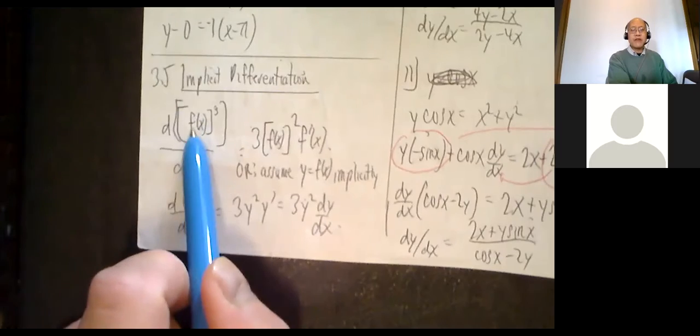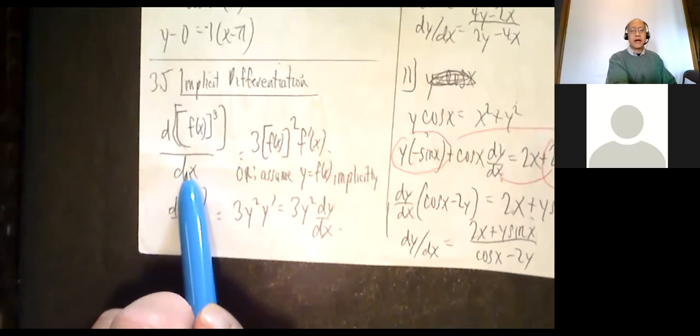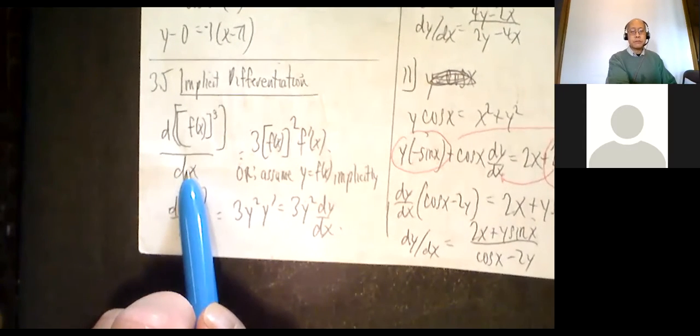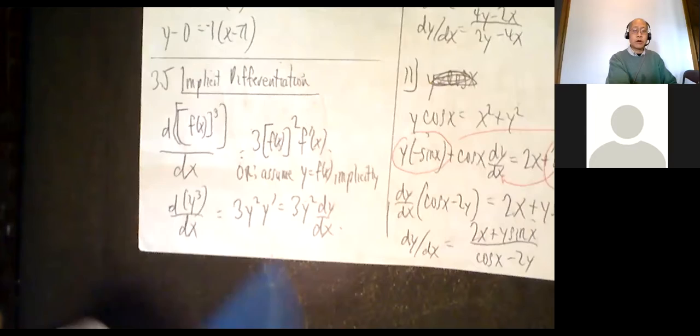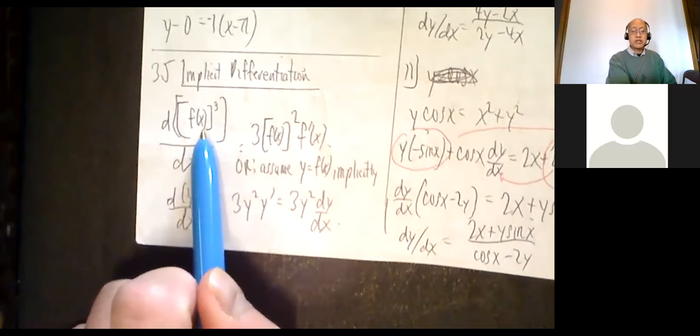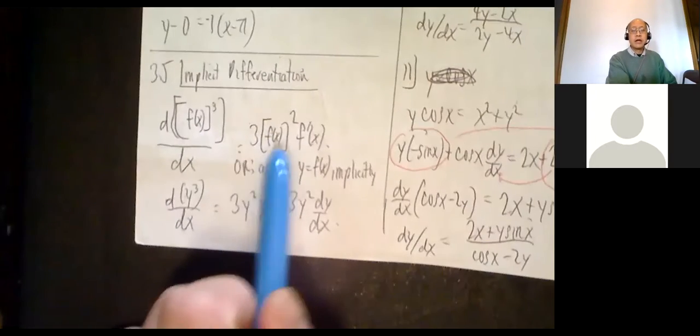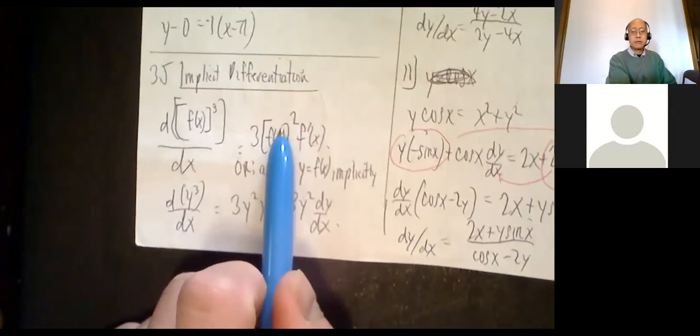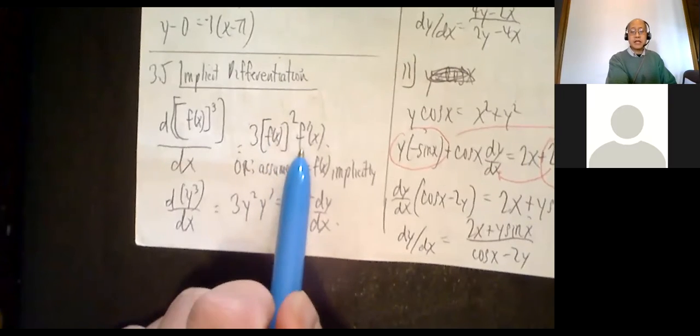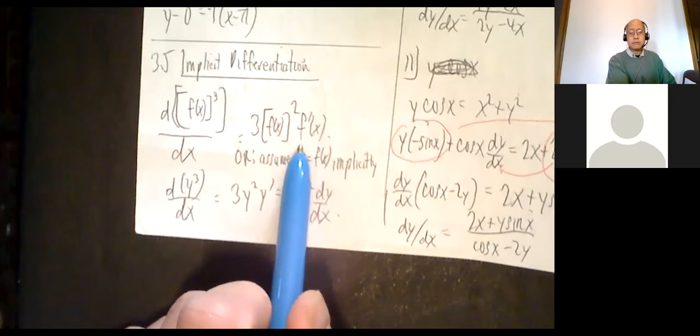Suppose I want the derivative of f of x cubed with respect to x. Okay, then you know how it works. The inside function is f of x, so we go 3 f of x squared times the derivative of the inside, which is f prime of x.